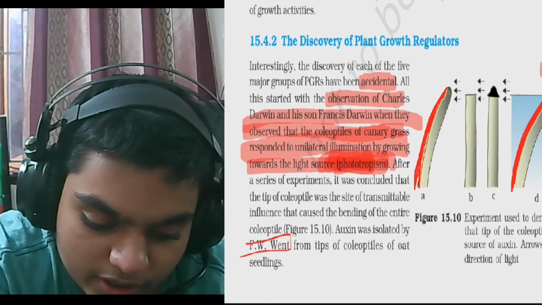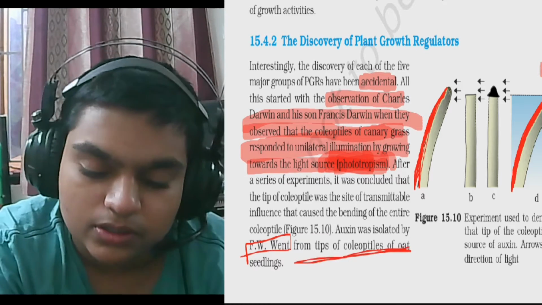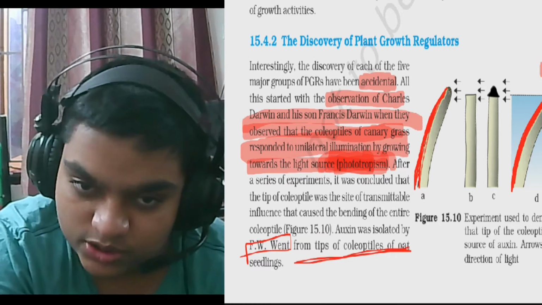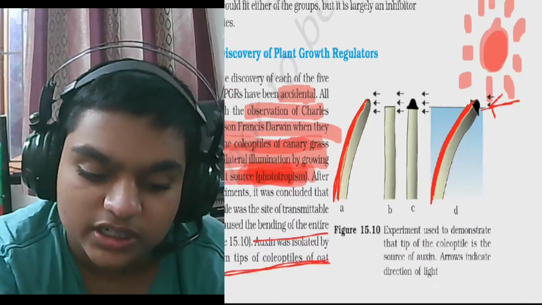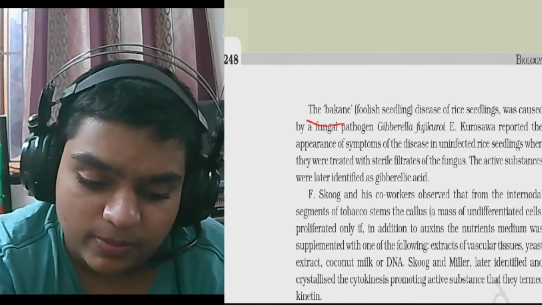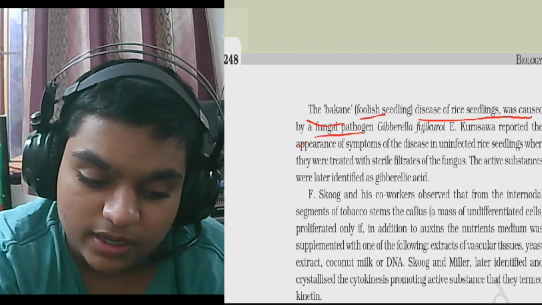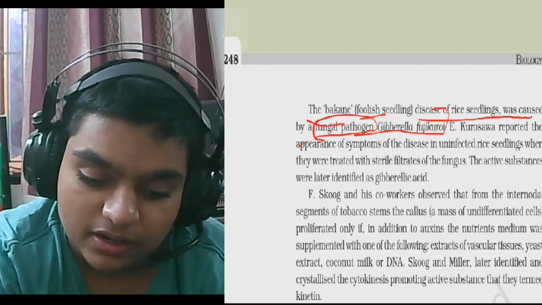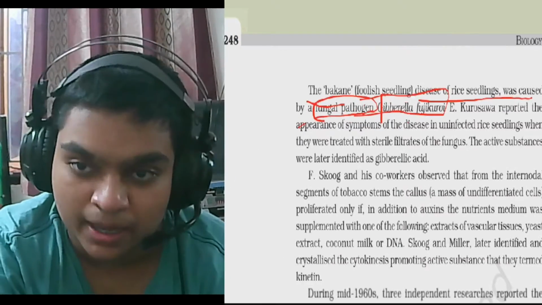And F. W. Went, for the first time, isolated auxins from the oat seedling coleoptiles. Now, the bakanae or foolish seedling disease of rice seedlings was caused by a fungal pathogen called Gibberella fujikuroi, and from this name only the gibberellic acid came.